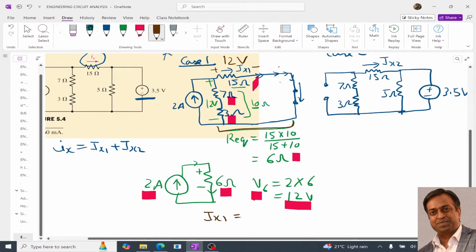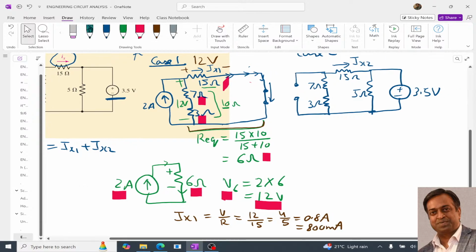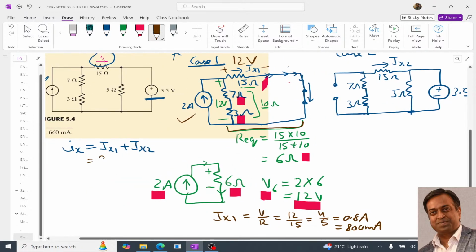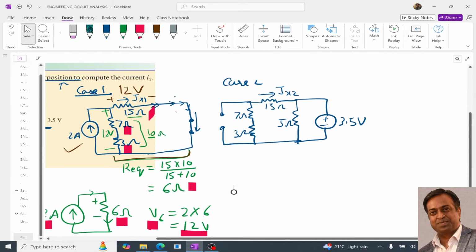will be equal to voltage divided by resistance. So 12 divided by 15, which is 4 by 5, is 0.8 ampere or 800 milliampere. So the current flowing through this in case 1 is 800 milliampere. So let me substitute it over here, 800 milliampere plus. Now coming to circuit case 2.